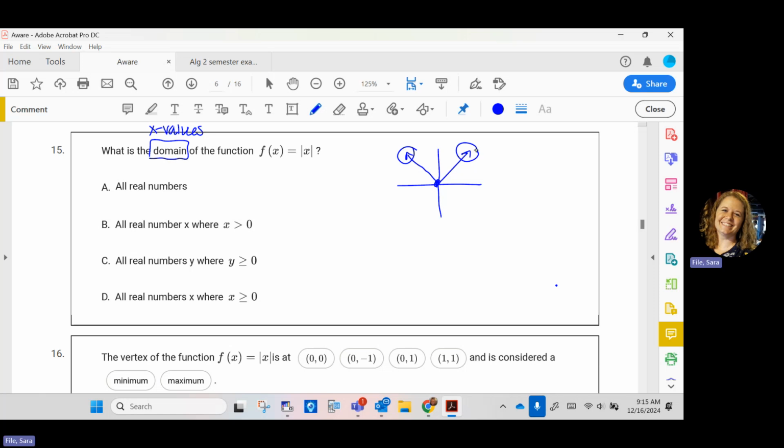Forever. And are there any gaps or breaks or holes or asymptotes or anything? No, it's a continuous graph. There's no holes, no asymptotes, nothing. It goes left forever, it goes right forever. So what's the domain? All real numbers. It's everything. It exists at every X value.